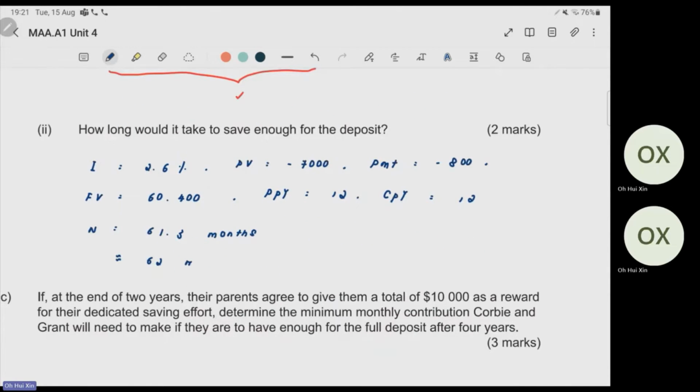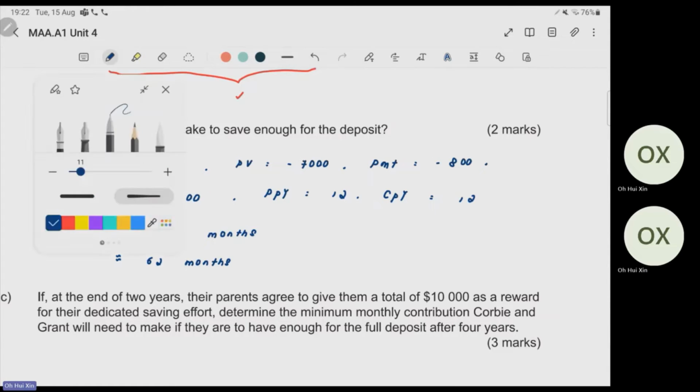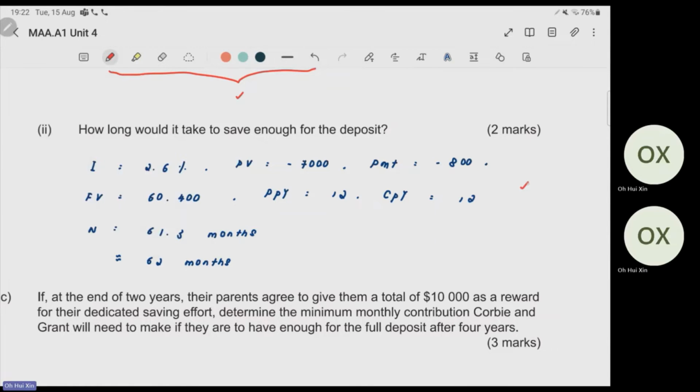Remember that for this question, you cannot round off like the normal one, like 61.3. Normally you round to 61, right? But you cannot do that because if you only save for 61 months, you are not able to reach 60,400 yet. So you need to wait until another month when you save another 800, then you will have more than 60,400. That's where you save enough for the deposit. So for this question, you have your working part for 1 mark. Then after that, determine 62 months, you get the second mark.